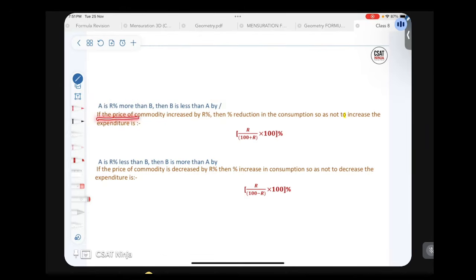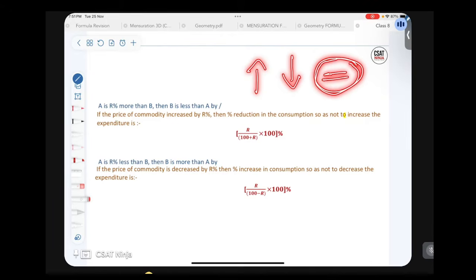But this approach here we see in civil service exams. The question is like this: if the price of a commodity is increased by R%, then the percentage reduction in the consumption so as not to increase the expenditure. That means in order to keep the expenditure the same, even though there is a rise in the price of a commodity, that's when we use this one. Since the price is increasing, you need to reduce your consumption so that your expenditure remains the same. So this is when we use that.